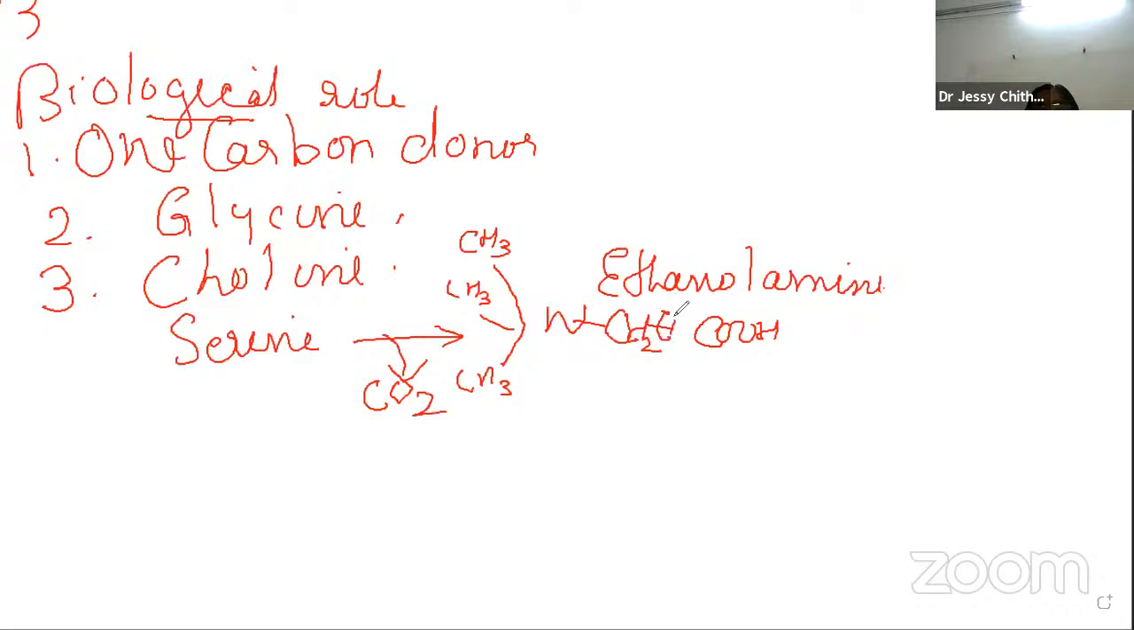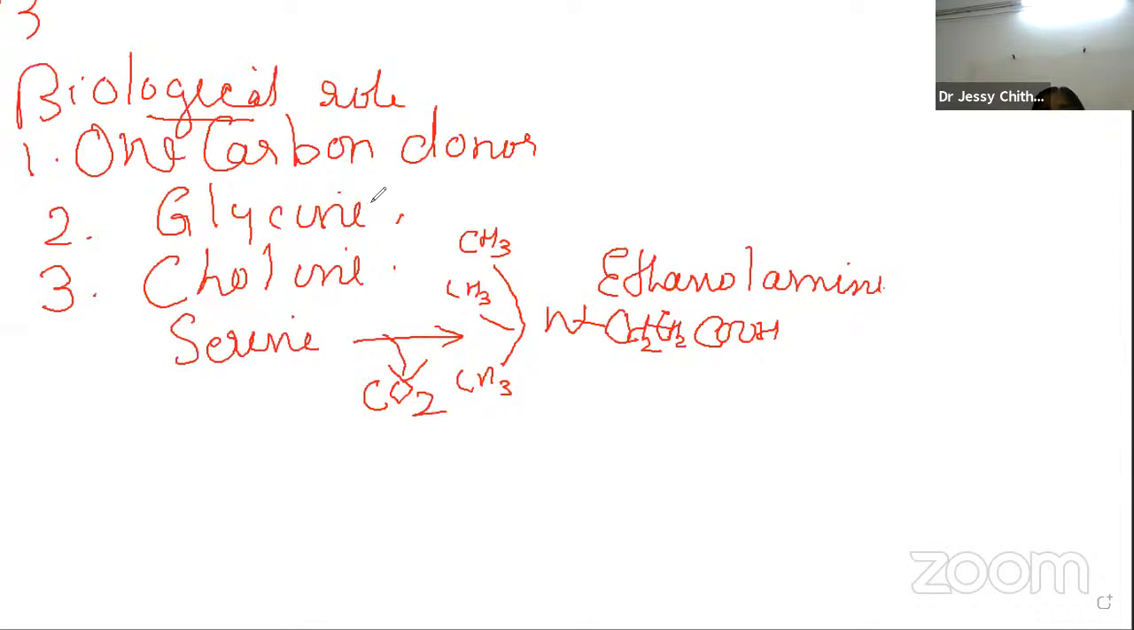There is CH2. Serine will accept 3 1 carbon groups from the 1 carbon pool forming trimethyl ethanolamine. Understand? And this trimethyl ethanolamine is choline. So the important role of serine is that it is an important 1 carbon donor.